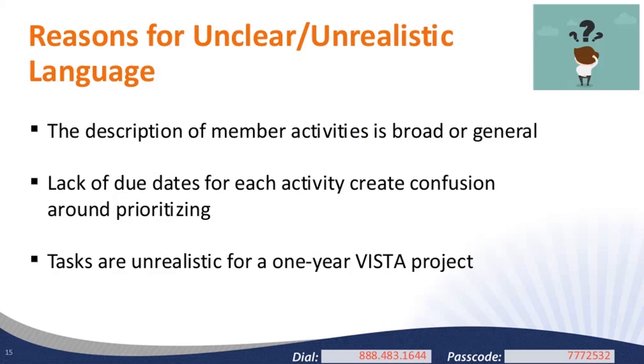Also, another reason this happens is that tasks are unrealistic for a 1-year VISTA project. Recruiting 150 mentors in 1 year would require a strong program infrastructure and a dedicated outreach person. I mean, can you imagine building a program and finding 150 people to fill committed mentoring roles within 1 year? Make sure that when you're reading it and when you're developing it, does it sound realistic to you?